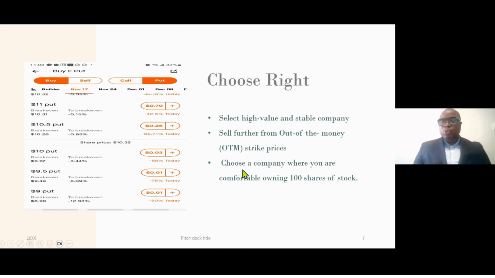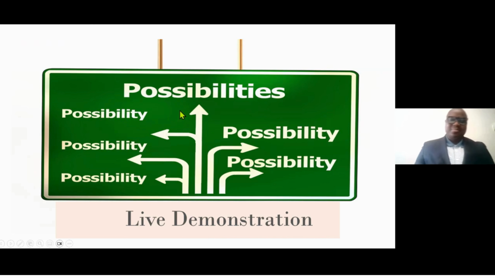So also choose a company where you are comfortable owning 100 shares of stock. There are times when you are buying or selling puts that the shares will be assigned to you. So you want to be sure and be confident that the company that you are owning the shares in is a company that you really want to own. You like that company, you know it's a reputable company, it's viable, and you have stable dividend from that company. So those are the kind of company you want to target when you are buying or selling your put options. So we have lots of possibilities when trading options.